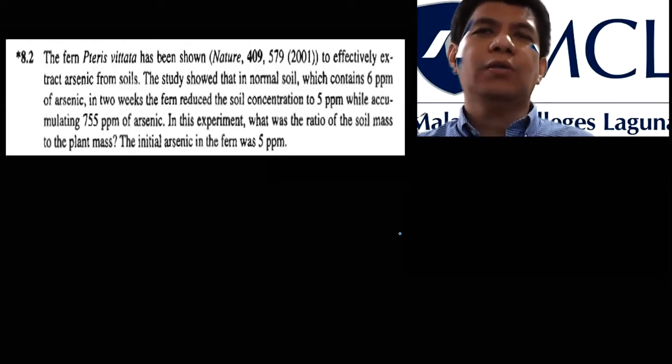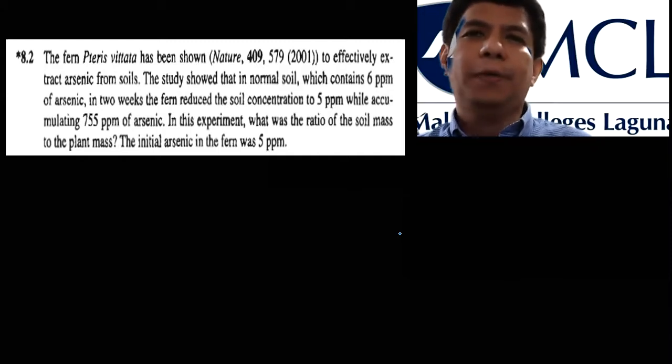So the soil contains 6 ppm of arsenic. In 2 weeks, the fern reduced the soil concentration to 5 ppm while accumulating 755 ppm of arsenic. In this experiment, what was the ratio of the soil mass to plant mass? The initial arsenic in the fern was 5 ppm.